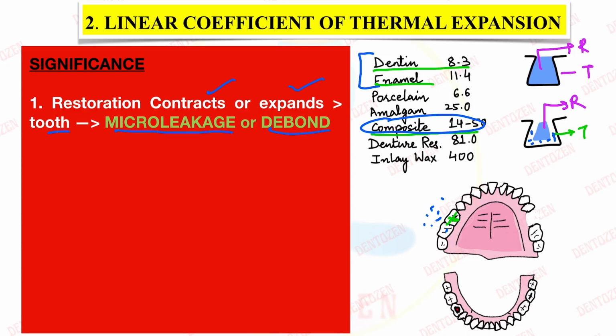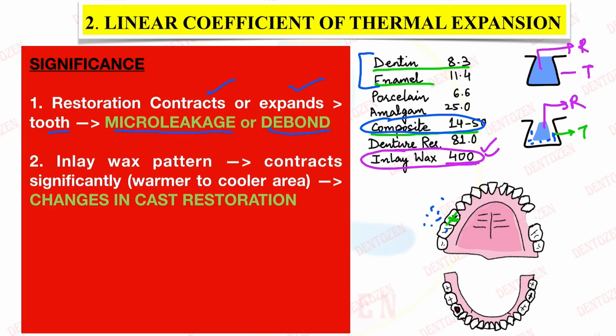Now, if we look at inlay wax, it has a very high coefficient of thermal expansion, 400. So it can show significant changes with thermal changes in the mouth. Inlay wax patterns fabricated on the dies or near the tooth surfaces can contract significantly when they are moved from warmer areas of the mouth or from the die to the cooler areas or the labs where they are stored. The contraction in the wax pattern will happen, and these dimensional changes will be transferred to the cast restoration prepared from these wax patterns. So these cast restorations will then not fit into the patient's mouth.